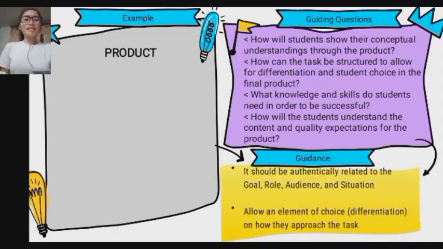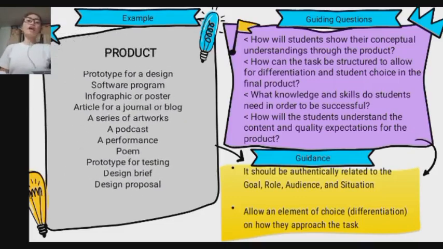It should be authentically related to the goal, role, audience, and situation. Yes, the product should be interconnected to the previous terms, which are the goal, the role, the audience, and the situations. These things must be interconnected and interrelated. Next, it allows an element of choice in how they approach the task.